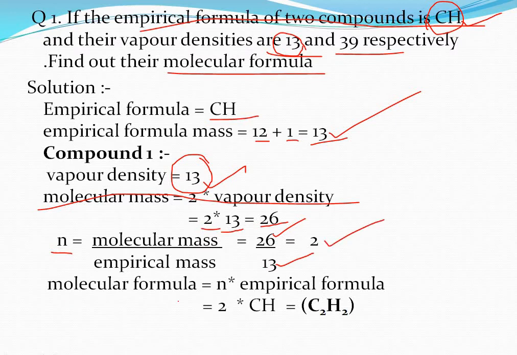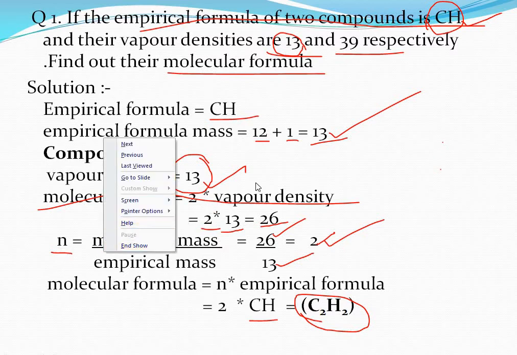Now we need to calculate the molecular formula. The molecular formula of the compound is n into empirical formula. The value of n is 2 from this equation, and the empirical formula given in the question is CH. So the molecular formula of the compound is C2H2. It is C2H2, that is ethyne. It is an organic molecule which is called ethyne. Understood?